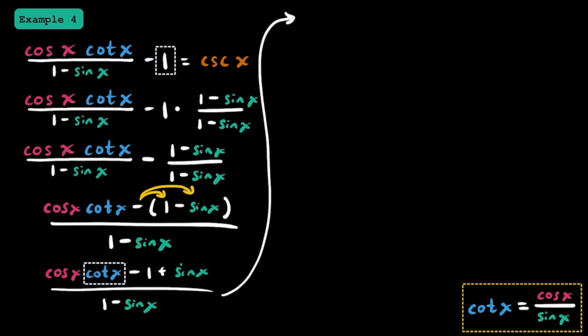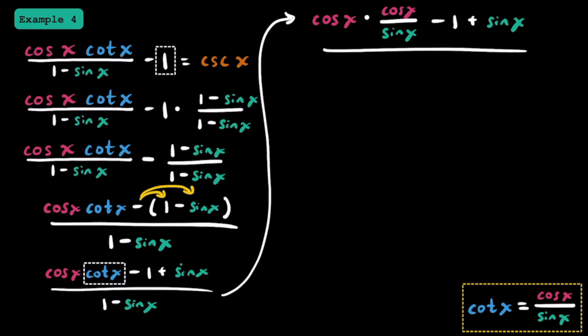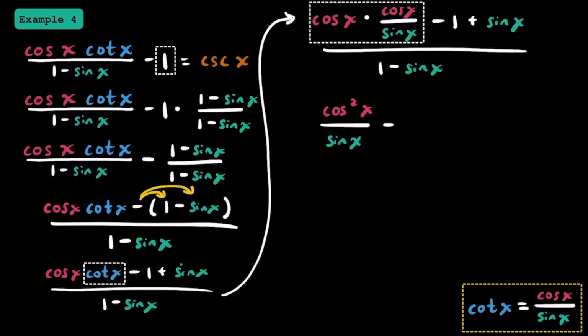Substituting in cosine of x over sine of x for cotangent of x, we can write cosine of x multiplied by cosine of x over sine of x minus 1 plus sine of x, and that's all over 1 minus sine of x. Multiplying these two together, we're going to get cosine squared of x on top of sine of x. In the numerator, we still have this minus 1 plus sine of x. And this is still on top of 1 minus sine of x.